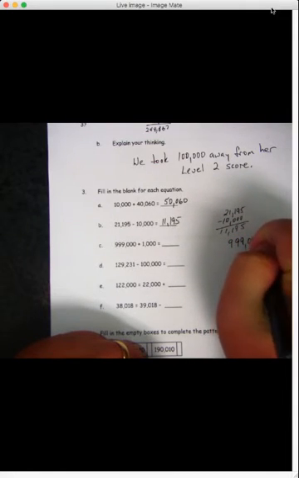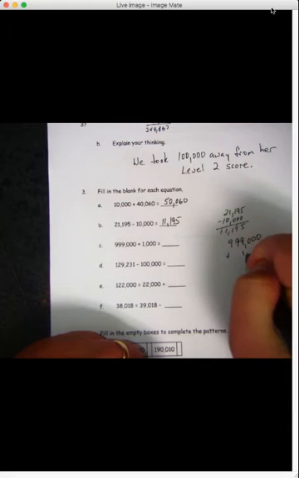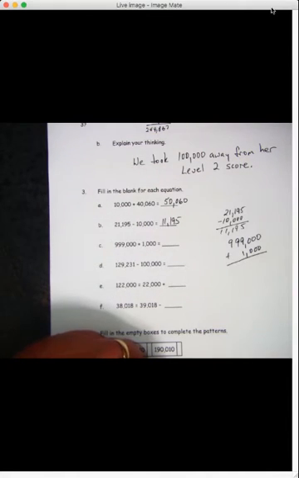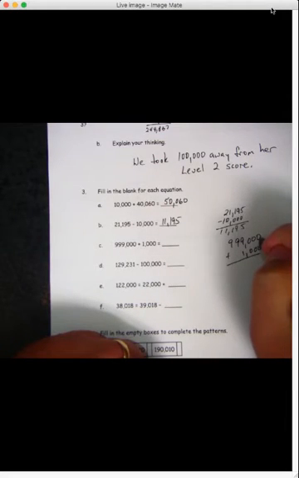999,000 plus 1,000. What do you predict the answer is going to be? Okay, let's find out. 0 plus 0 is 0. 0 plus 0 is 0. 0 plus 0 is 0. Here's where it gets fun. 9 plus 1 is 10.